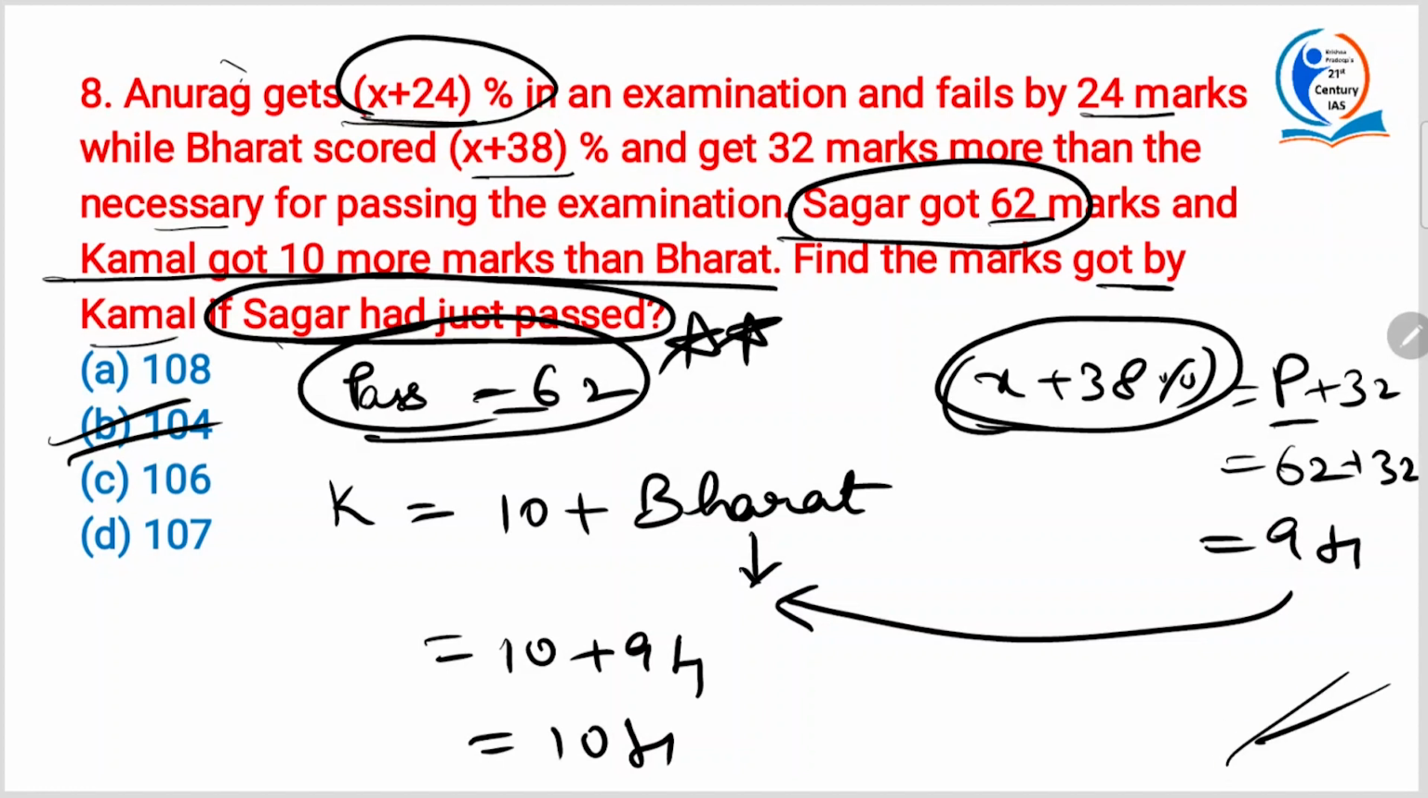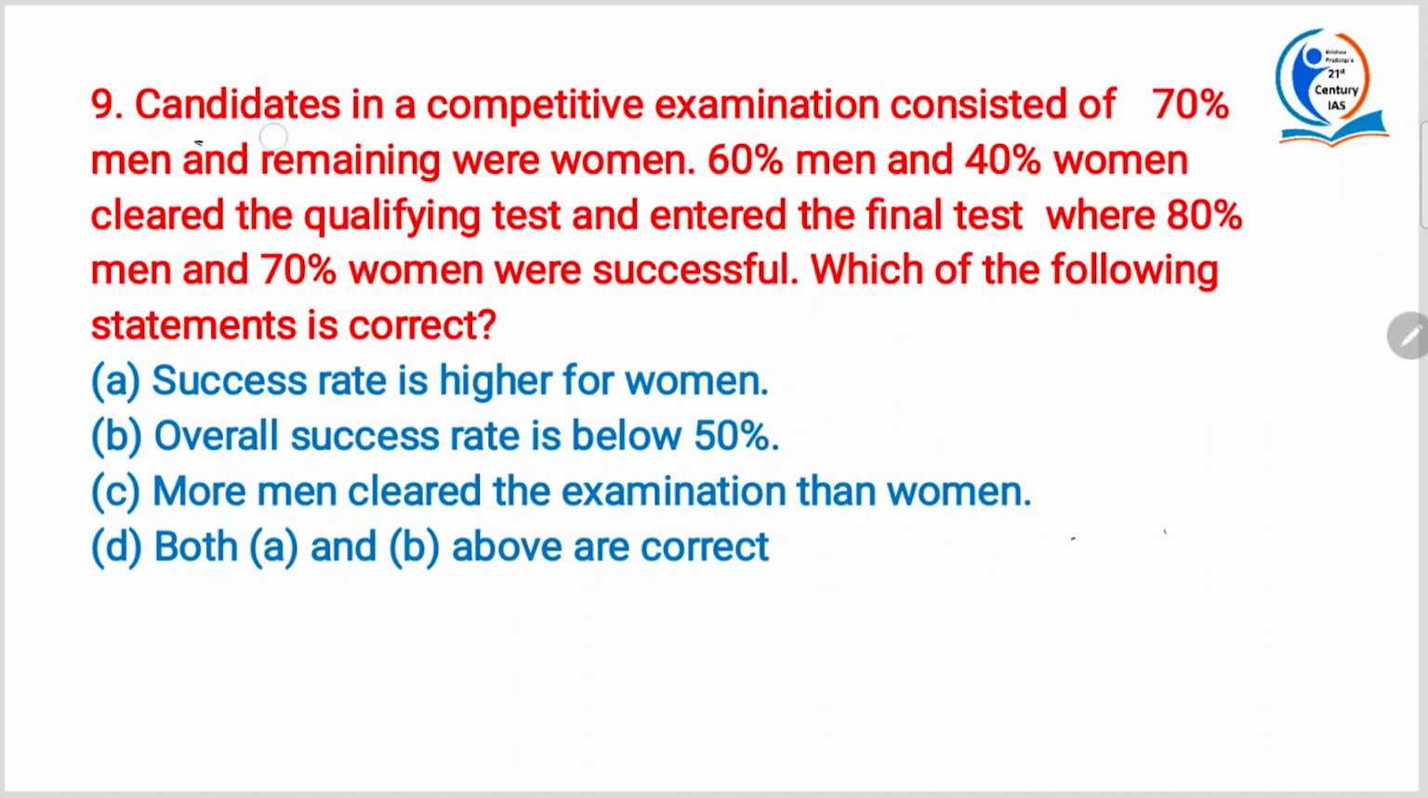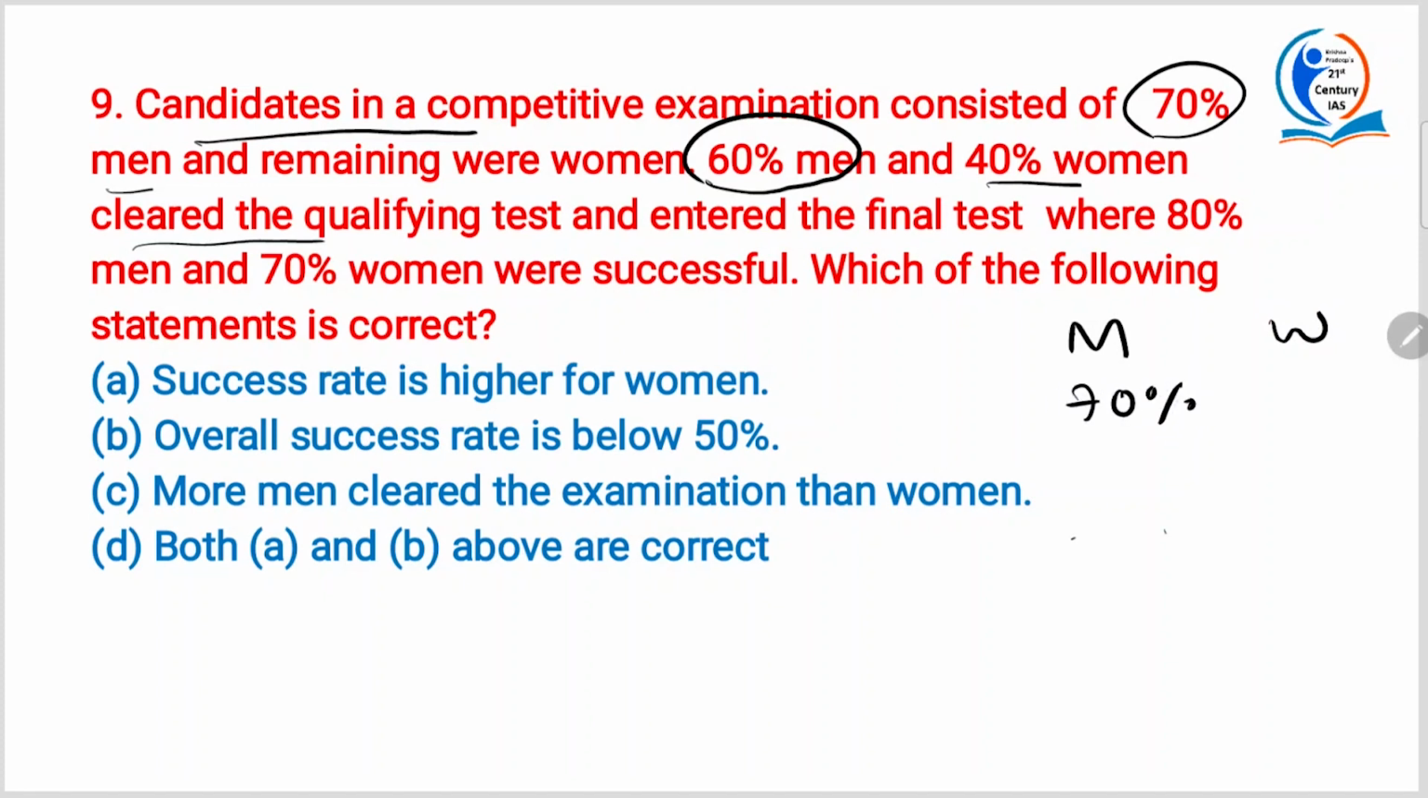So what I am telling is, at the first instance, when you see a question, do not get scared. That is the moral. Candidates in a competitive examination consisted of 70% men and the remaining were women. 60% of the men and 40% of the women cleared the qualifying test. Okay, so men and women. So 70% were men and so women will be 30%.